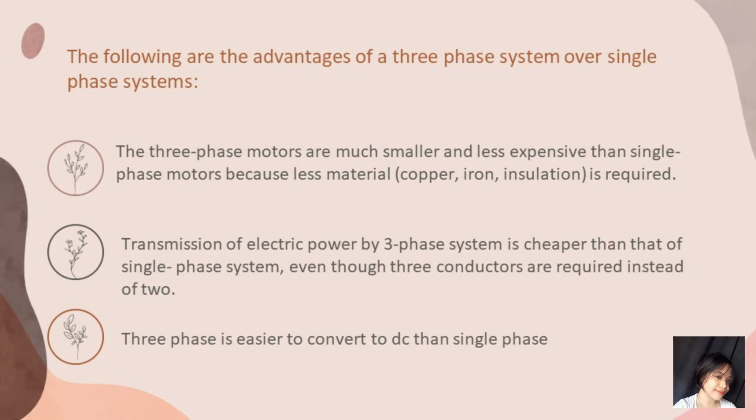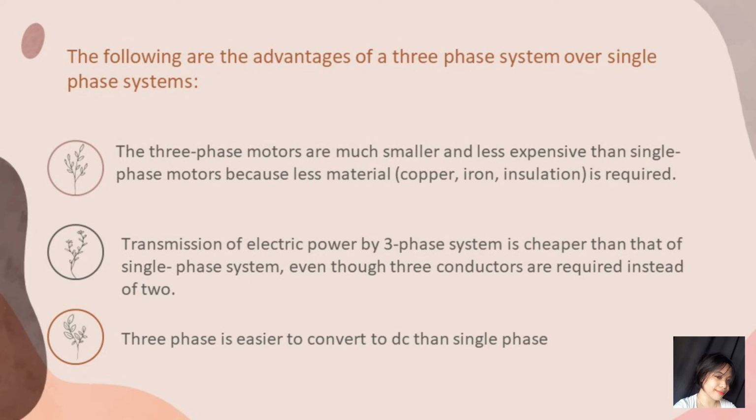In transmitting the same amount of power over a fixed distance at a given voltage, the three-phase system requires only 3/4 the weight of copper required by the single-phase system. This will translate into savings in the number and base size of transmission towers. Next, three-phase is easier to convert to DC than single-phase. This means that radio and TV transmitters requiring DC voltage use a three-phase system.